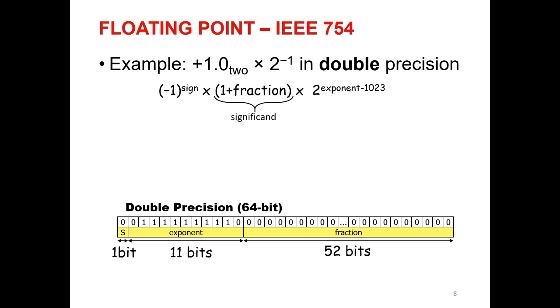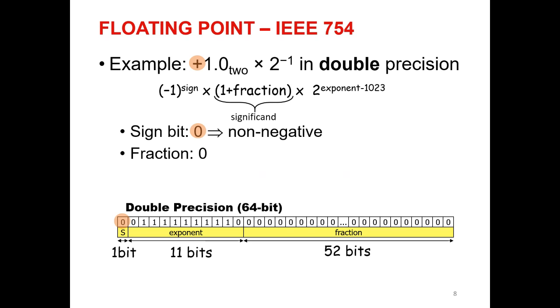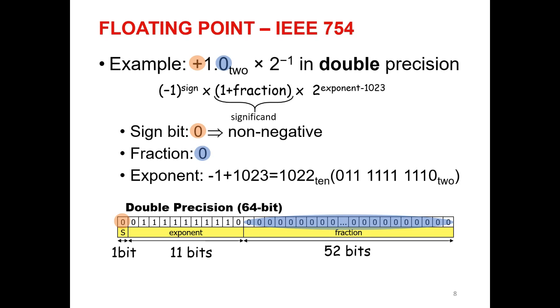So similarly for double precision, it's the same, everything is the same. The only difference here is that we have more bits for the fraction. So here we can use 52 bits for the fraction. And then everything will be exactly the same. Make sense?